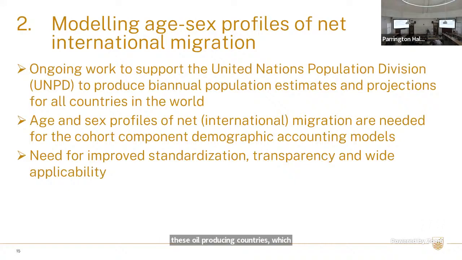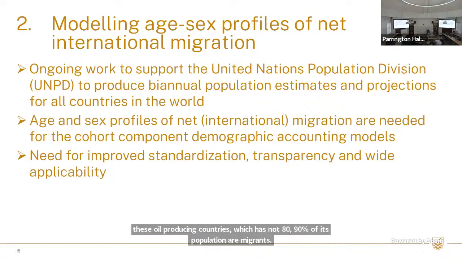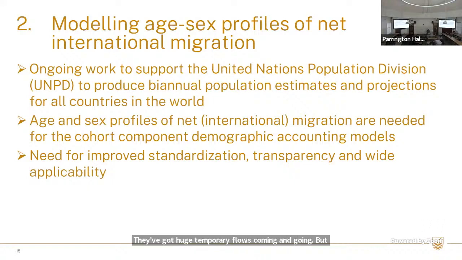They've got huge temporary flows coming and going. But more importantly, those migrants coming in are not expected or not allowed to stay. They can't age into the population. They have to leave. So under their existing model, they could have a year with positive net migration, and if they assumed all ages were positive, then in their demographic accounting or projection models, they would age. And so this was causing some problems. So that was one thing, and other countries with large temporary flows.